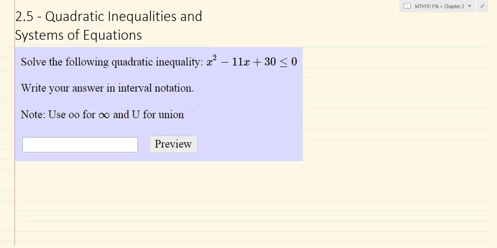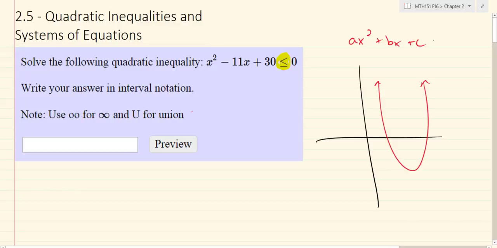It says solve the following quadratic inequality. And notice that this is an inequality, not an equality. If you had a parabola, if you say ax squared plus bx plus c equals 0, then what you're identifying are the x-intercepts. And this is where we FOIL, or where we complete the square, or we use the quadratic formula. It's always equal to 0. And that's what you're finding.